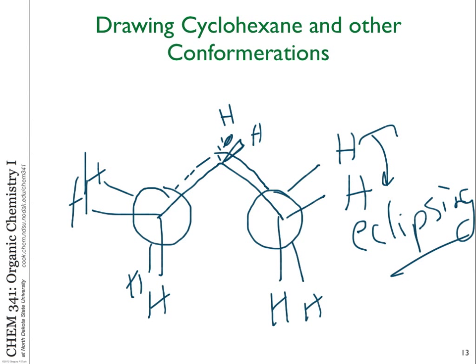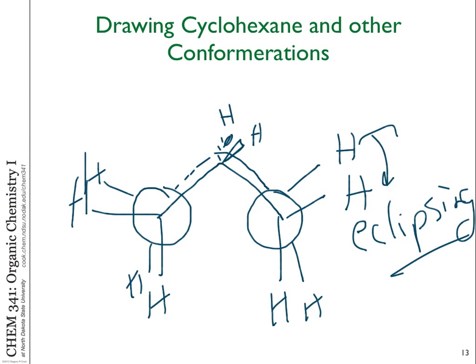It prefers to exist in the chair conformation. But if you can bend one end up, you can bend the other end down at the same time. So one of the aspects of a cyclohexane ring is that if you have one chair conformation, you can flip to the other chair conformation. You can flip up and down at the same time.